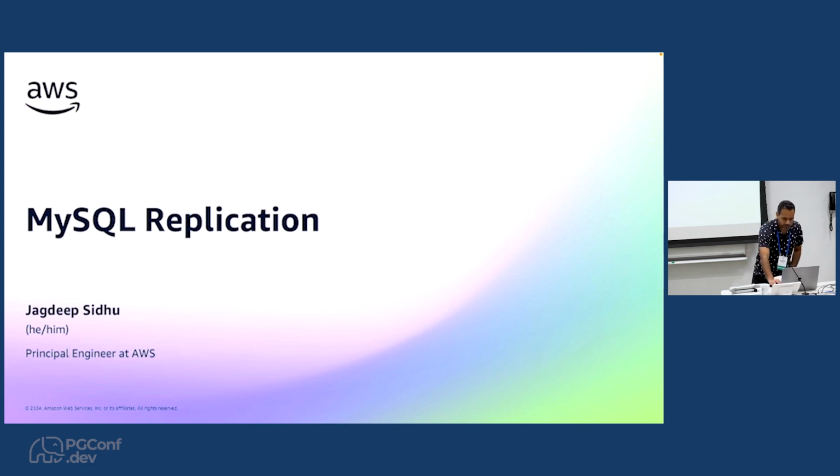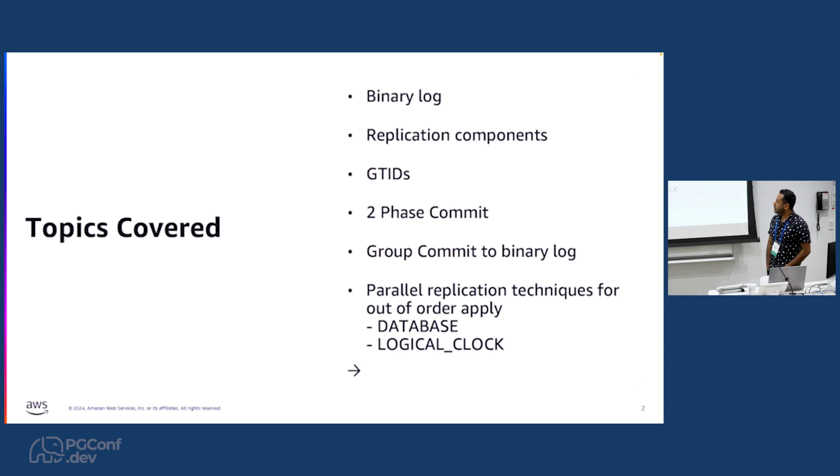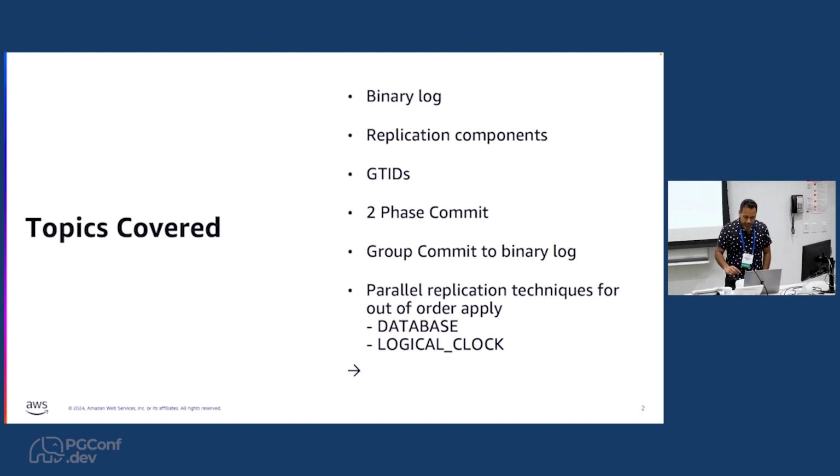So with that, let's get started. These are the topics I will cover today. I will first talk about the binary log, which is the replication log in MySQL. Then I will take a look at how it is used in replication. Then we will look at GTIDs and two-phase commit, which are important for replication consistency in MySQL. Finally, we'll look at some optimization techniques: optimization on the source for better throughput, and also some optimizations on the replica with parallel apply.